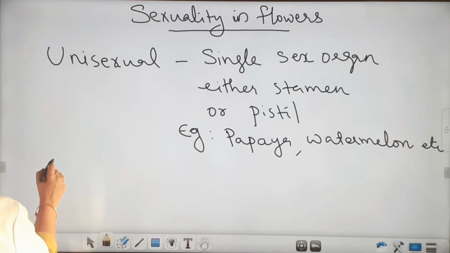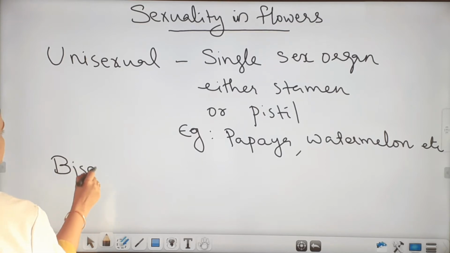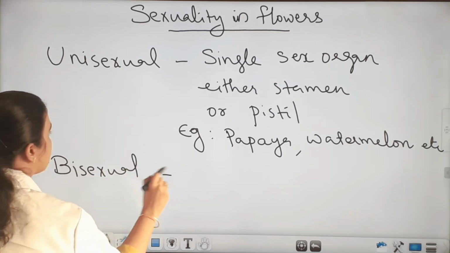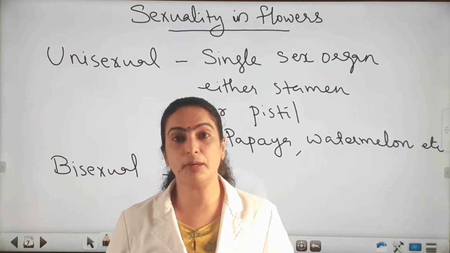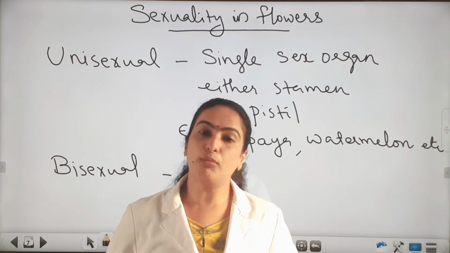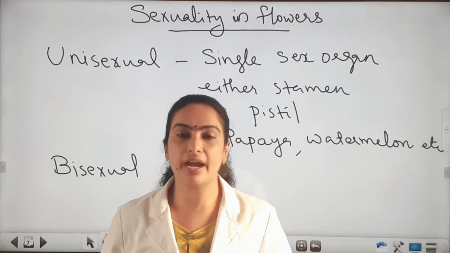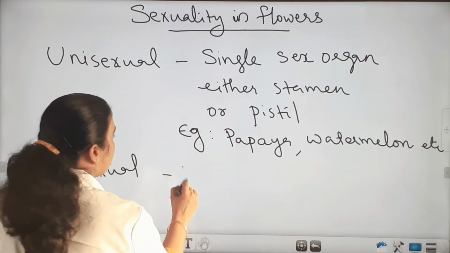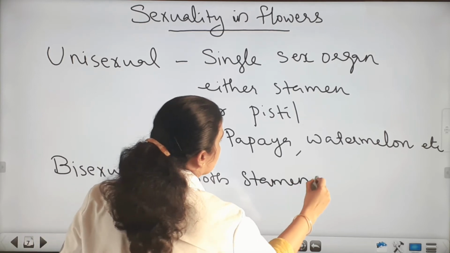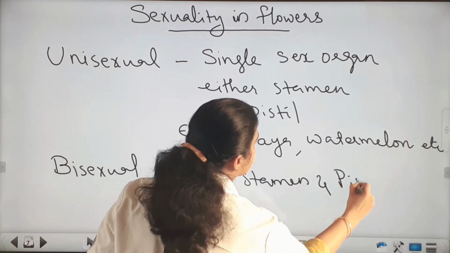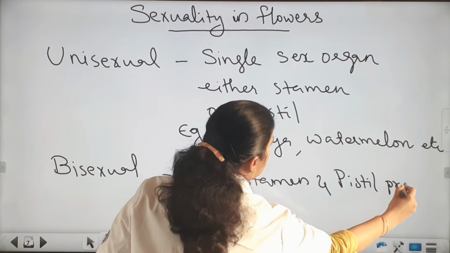Now, we can see bisexual. So, bisexual means the flower. Bisexual flower means the flower which contains both the sex organs. Both stamen and pistil are there in a single flower. So, both stamen and the pistil present.